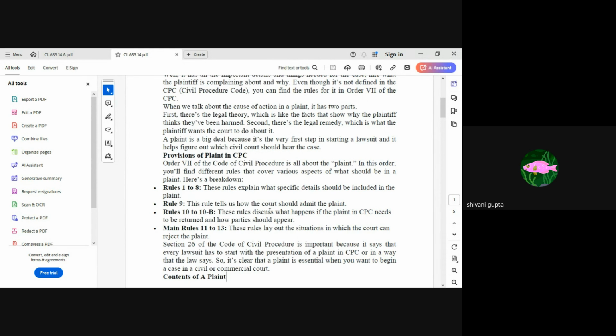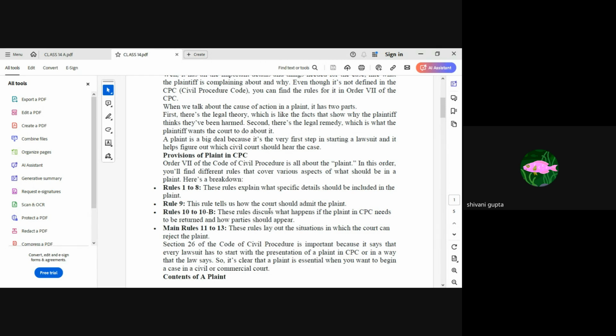When we talk about the cause of action, it means first of all the legal theory: what the facts are, why the plaintiff thinks he is harmed, and what legal remedies are available. Under Order 7 of the CPC, the word plaint is defined, and there are certain rules, regulations and aspects covered. When we break down the rules of Order 7, there are Rules 1 to 8.